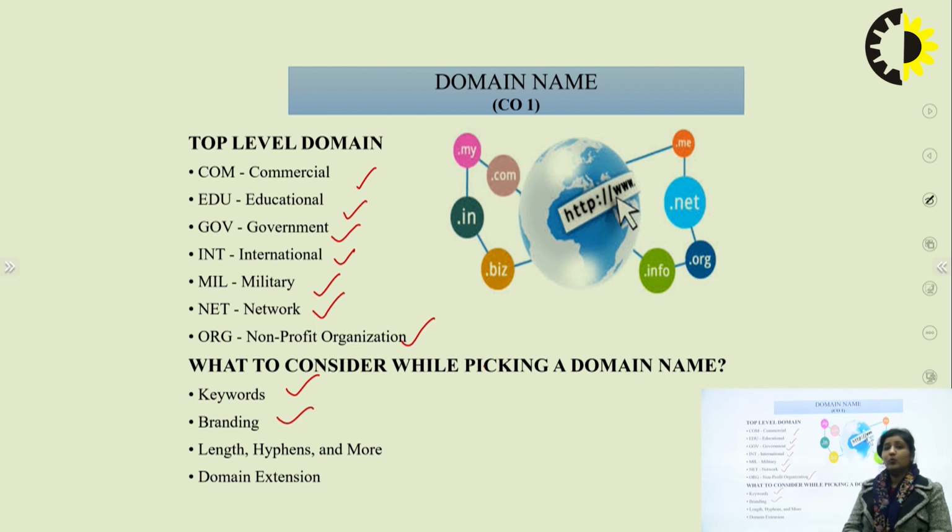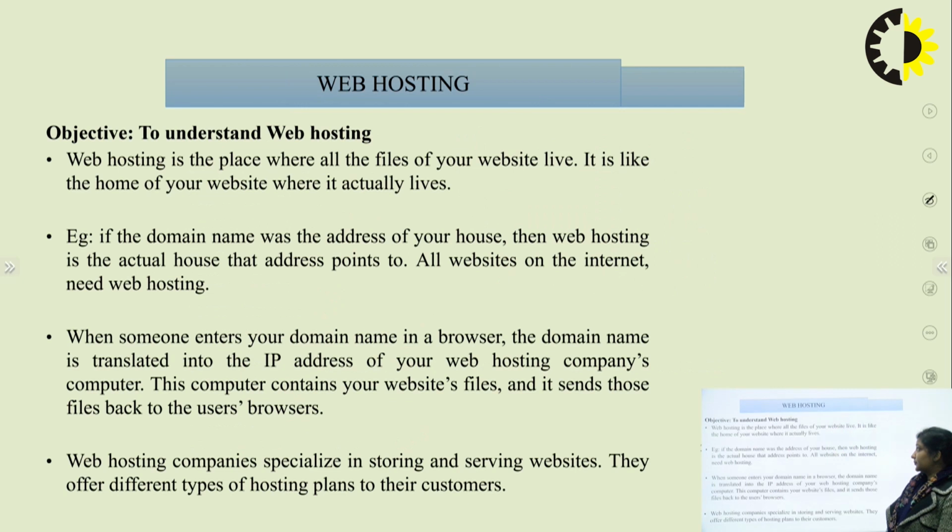Branding: for what purpose we are making it, whether it is for the railways, airlines, banking, or educational purposes, for which branding we are going to use it. Length, hyphens and more: how lengthy it will be, how many hyphens it will include, underscores can be there. Domain extension: these are the few extensions that we have just discussed, like for educational, for commercial purposes. For which purposes we are using that website will also be taken into account.